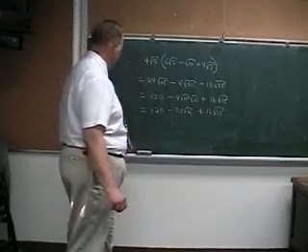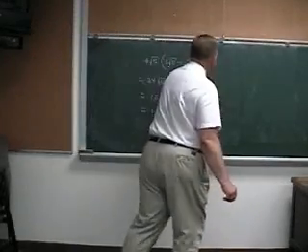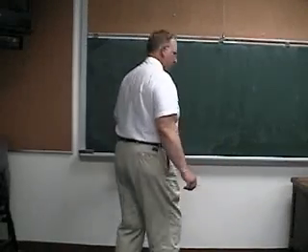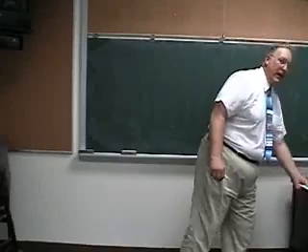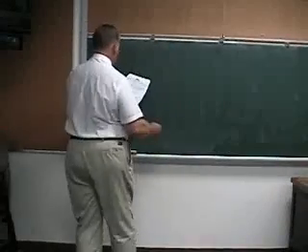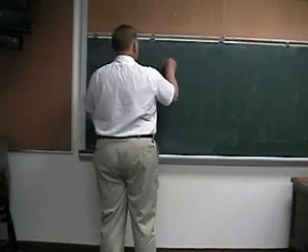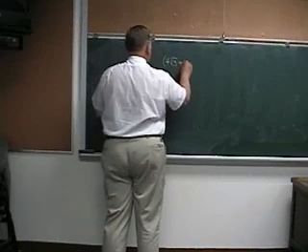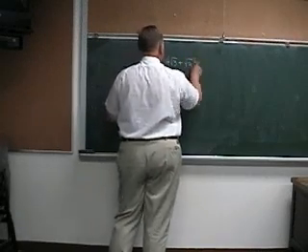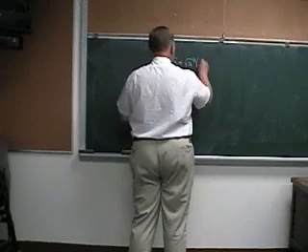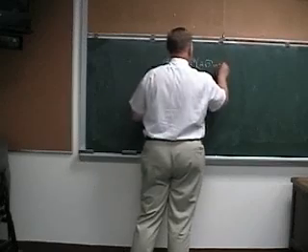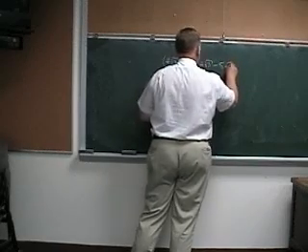One more example. Hang in there, gang, we're almost there. And this is going to go back to the FOIL method that we talked about a while ago. 4 square roots of 3 plus the square root of 2 multiplied by 2 square roots of 3 minus 5 square roots of 2.